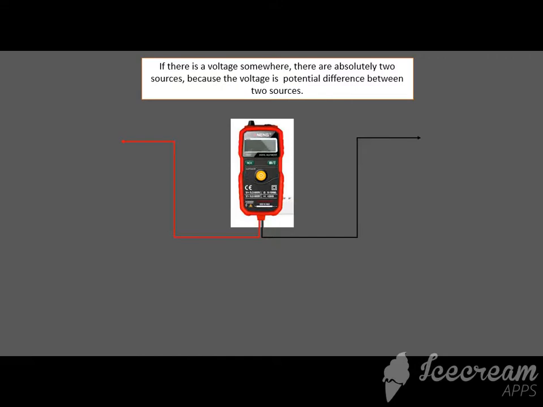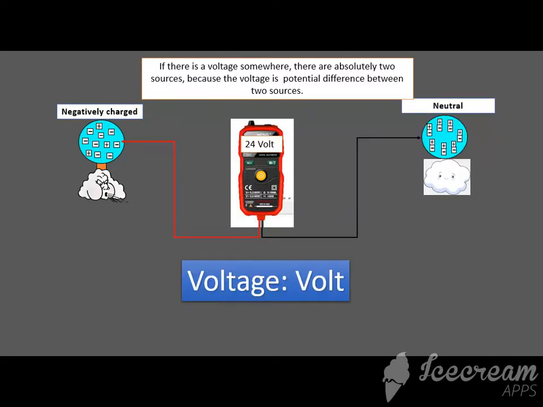If there is a voltage somewhere, there are absolutely two sources, because voltage is a potential difference between two sources, one source and another source. When we connect a multimeter between them, we can see a voltage.